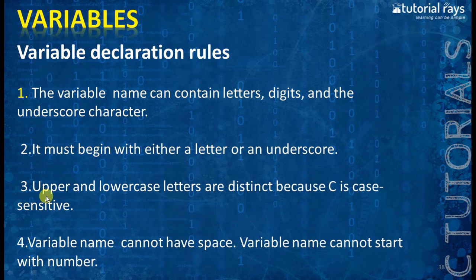A variable name cannot have a space. For example, if you write first name with a space, this is not correct. But if you write first_name like this, this is the correct one. So it cannot have a space. Also, if you start like this, int 34name, this one is also not correct because it starts with a number.